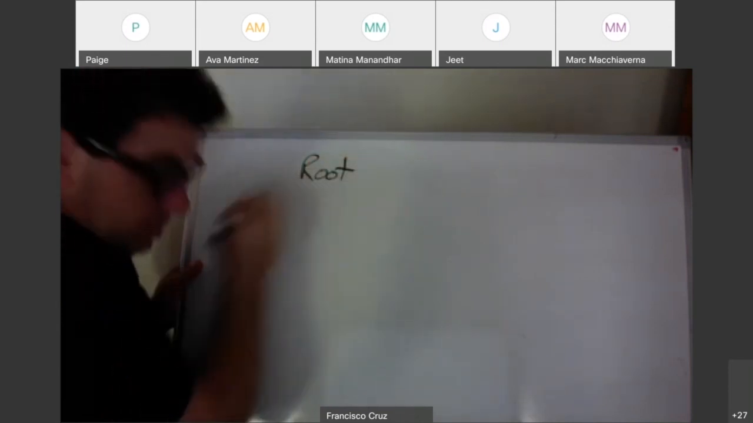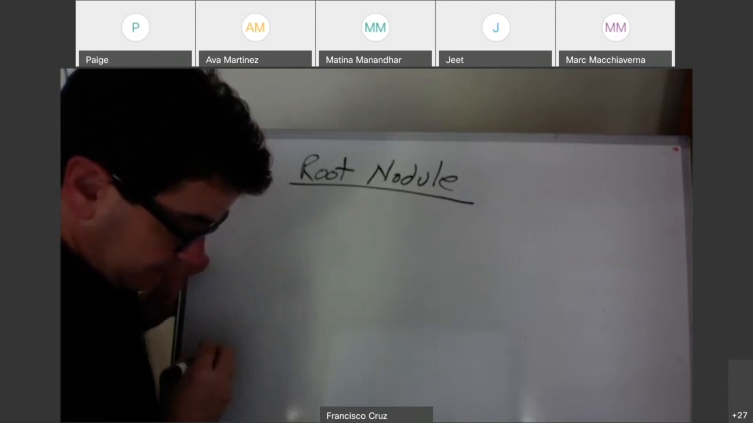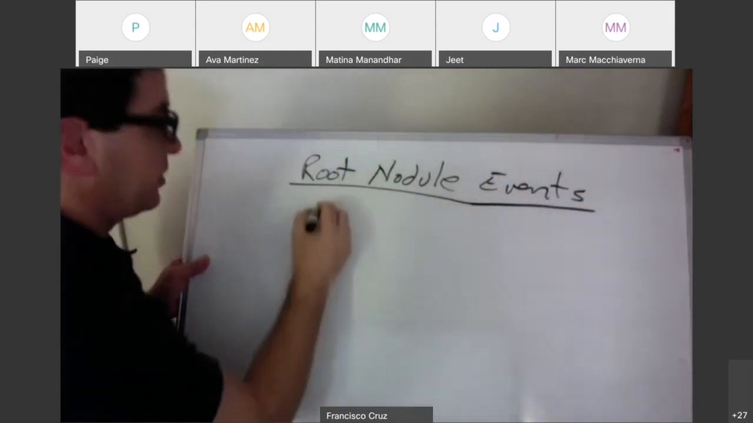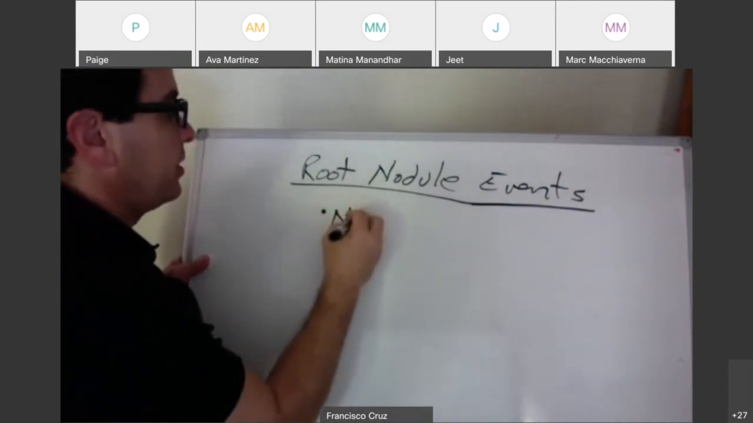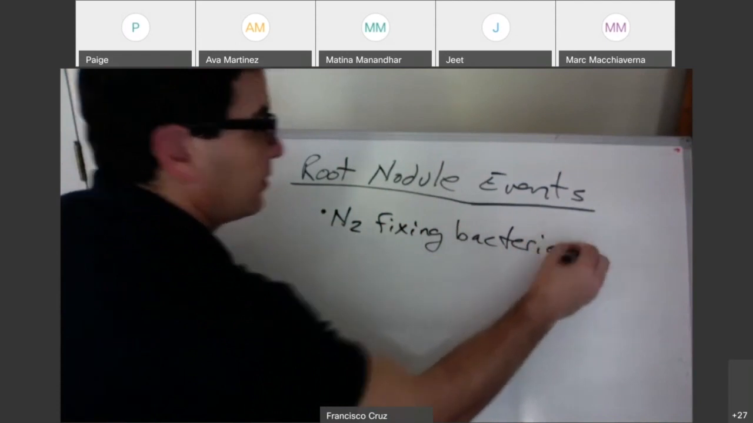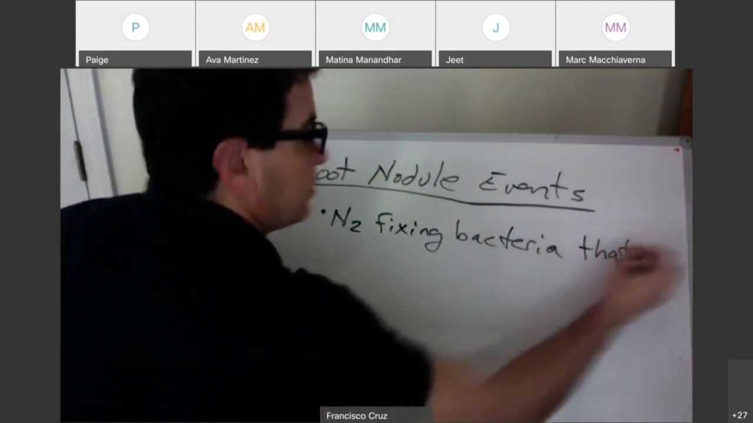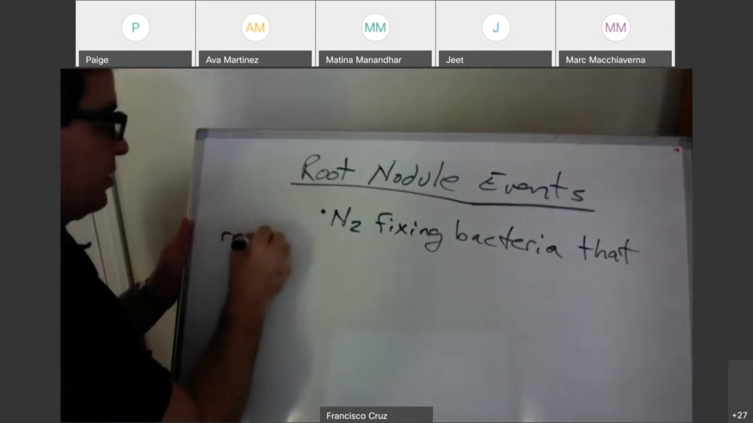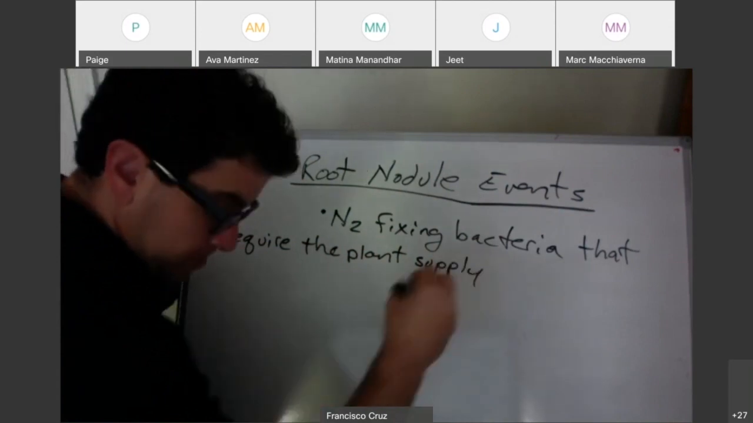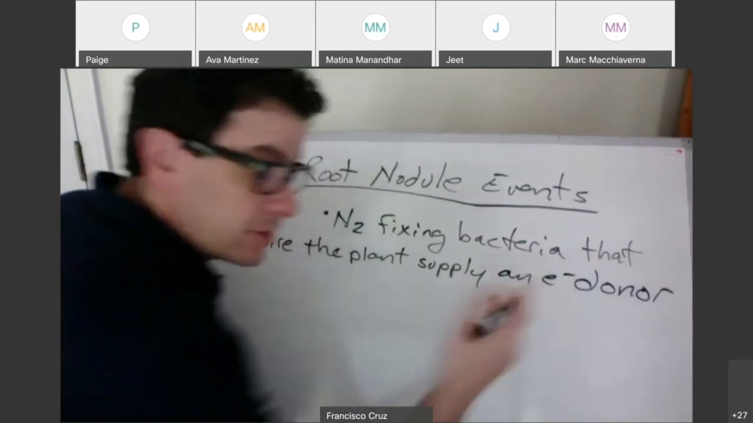So now we'll say root nodule events. The book doesn't call it this way. So we have nitrogen fixing bacteria that require the plant to supply an electron donor, which is just another way of saying energy source like glucose or whatever.